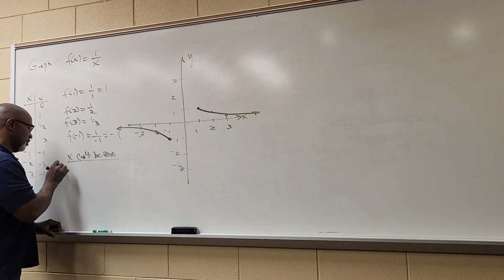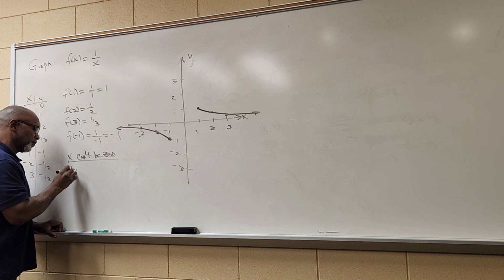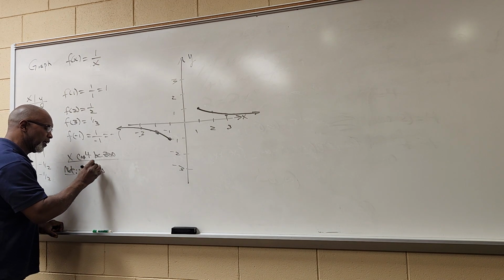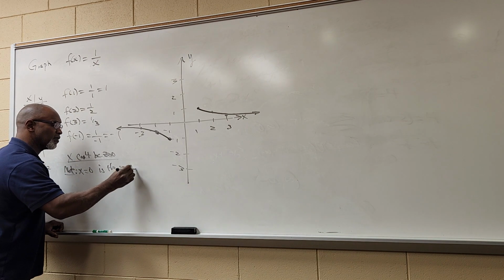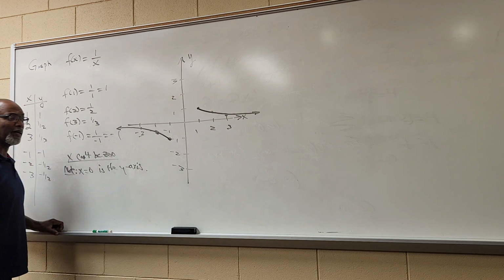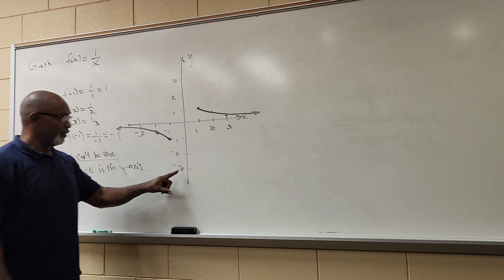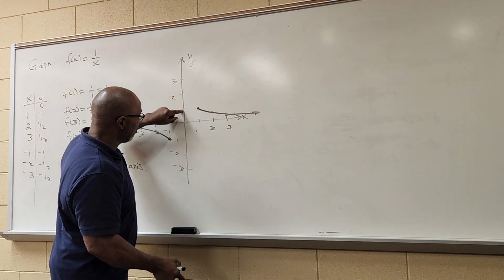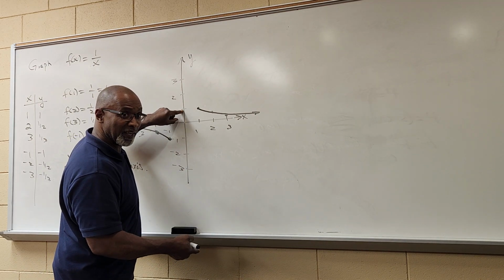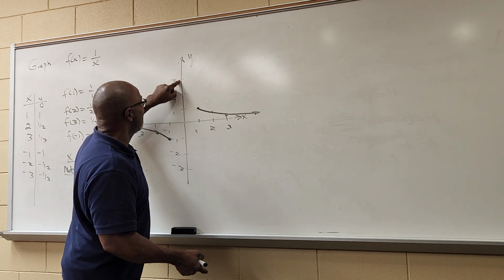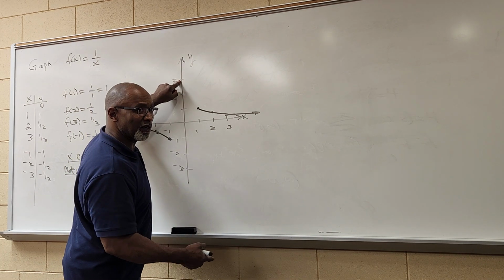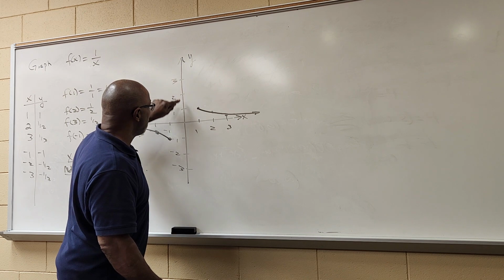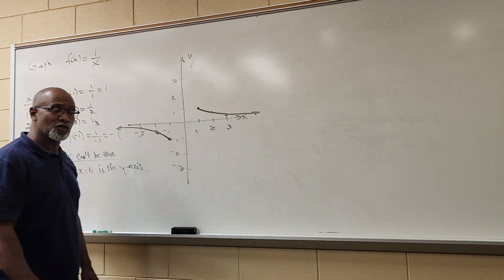Note, x equals 0 is the y-axis. Every point on the y-axis has an x-coordinate of 0. If I look at this point right here, this is the point (0, -3). The point right here on the y-axis is (0, 1), x is 0, y is 1. That point right there on the y-axis, x is 0, y is 3. So every point on the y-axis has an x-coordinate of 0.